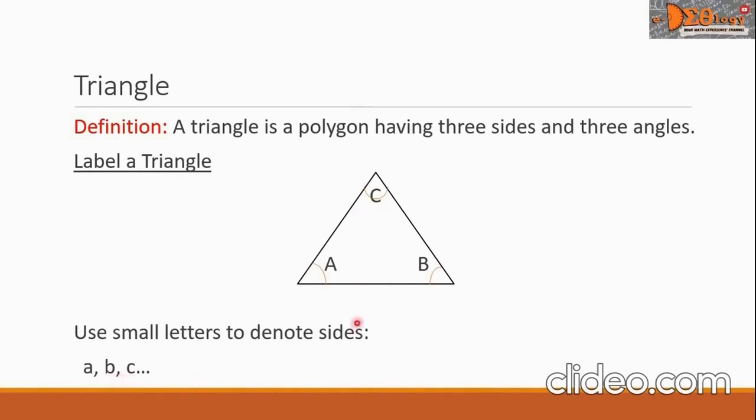Let us label the sides. Let's begin with small a. We will make sure that small a should come here because this is the opposite side of angle A. For small b, we should put it here because this is the side opposite angle B. And for side c, this is the side which is opposite the angle C.